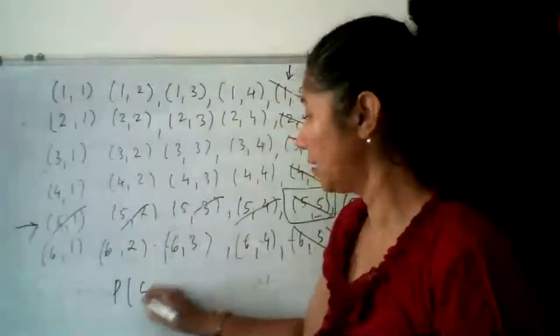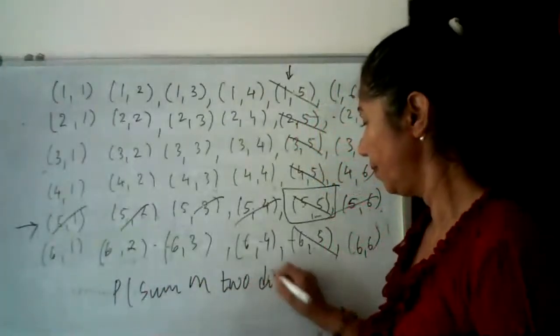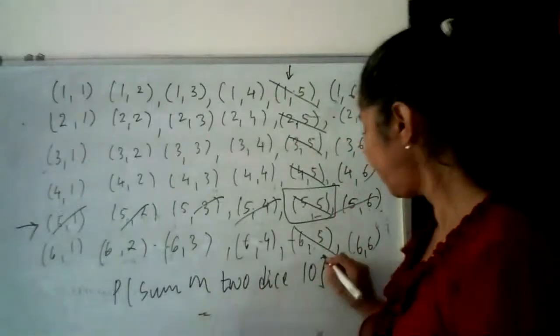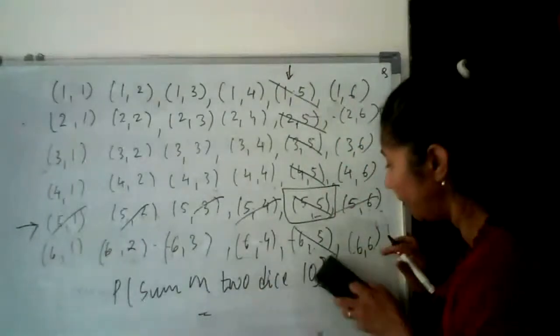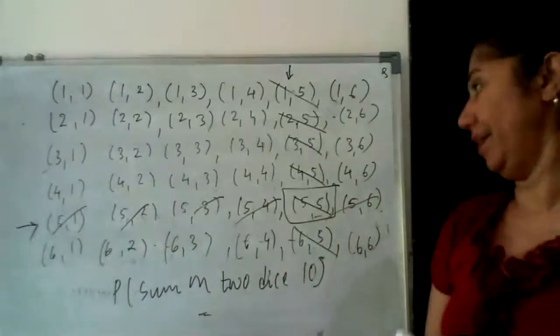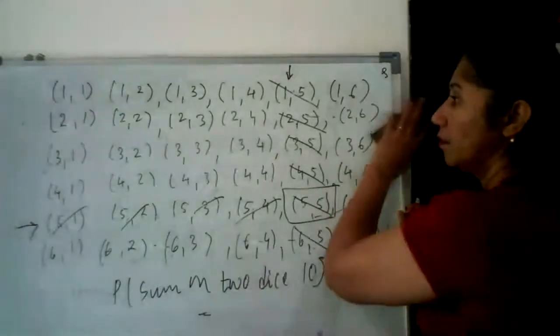Probability of sum on two dice as 10. Sorry, round bracket. The sum of the two numbers should be 10. So sum 10 कैसे आएगा? Okay. इसको रब कर दूं.